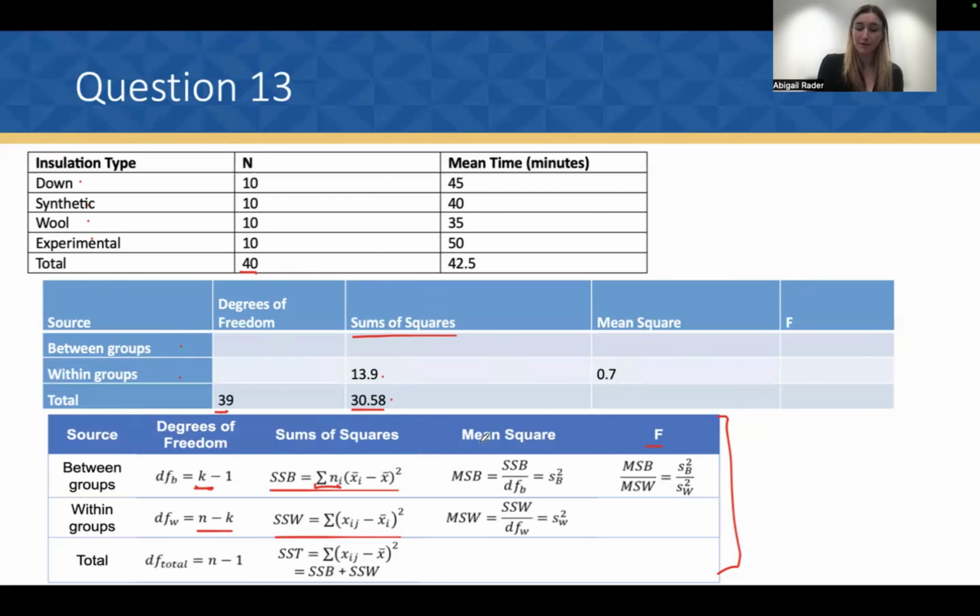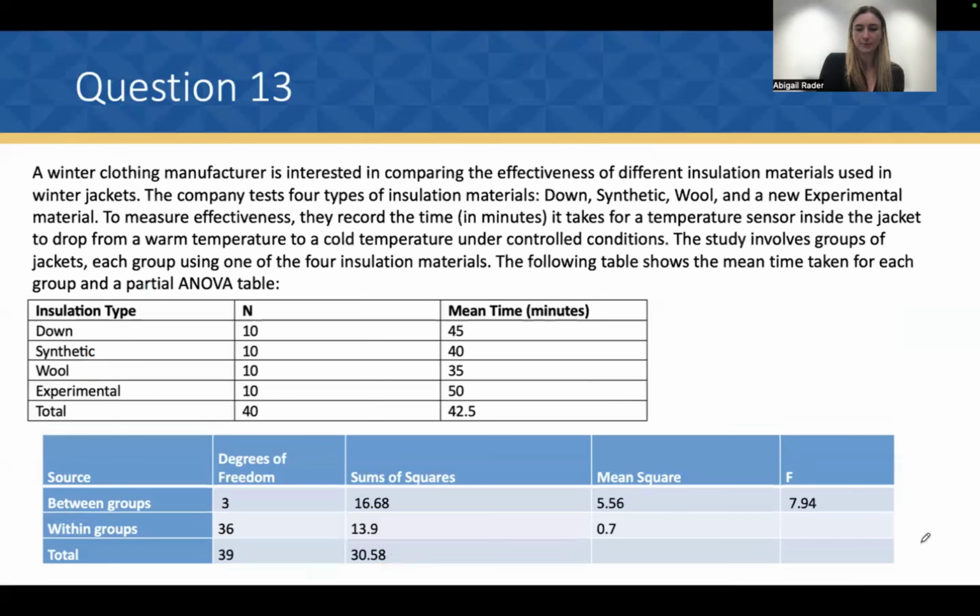Mean square, however, you can calculate. If you have your sum of squares, it's just your sum of squares divided by your degree of freedom. So this one's 0.7, and the one up here would just be 14 divided by 3. And then your F statistic is just your two mean squares divided by each other. As you go through, these are about what we said they should be. Our F statistic is 7.94. So we have our value, and now we have our numerator and denominator degree of freedom.